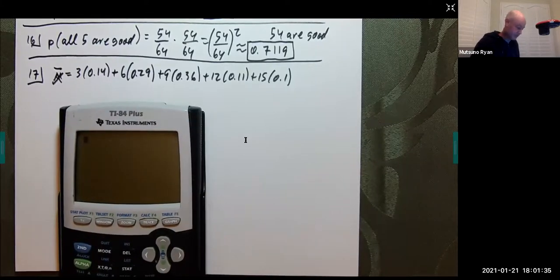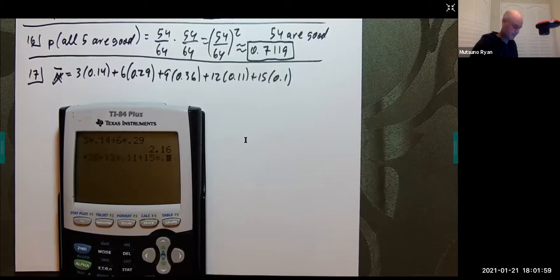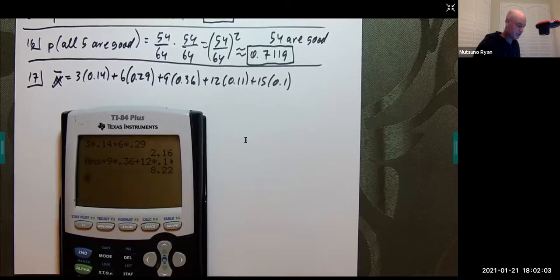So I'm going to type it in just the way it looks. So 3 times 0.14 plus 6 times 0.29. Oops, plus 9 times 0.36 plus 12 times 0.11 plus 15 times 0.1. It's going to give me a total of 8.22.